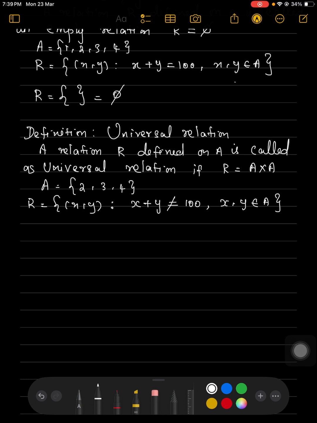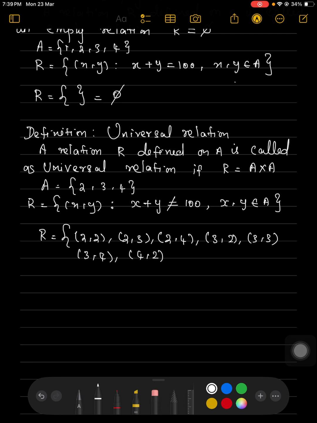So I can clearly say that all the pairs: 2 with 2, 2 with 3, 2 with 4, similarly starting with 3: 3, 2, 3, 3, 3 with 4, same way 4, 2, 4, 3, 4, 4. Yes, you can see that my relation is exactly matching the entire cross product A cross A, so we can call it a universal relation. This is the example for universal relation.